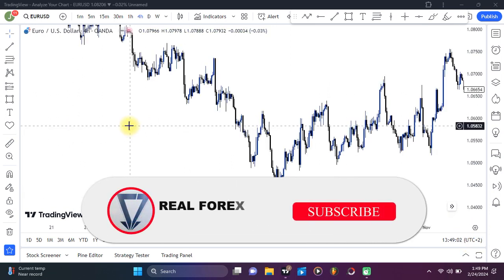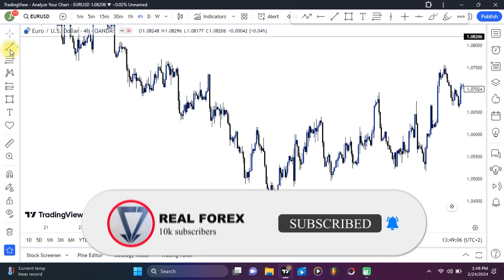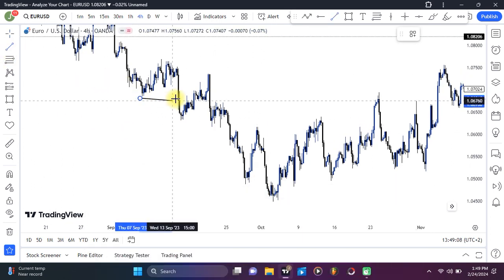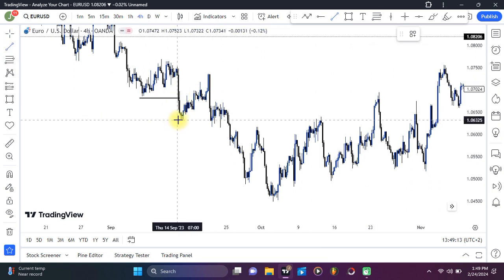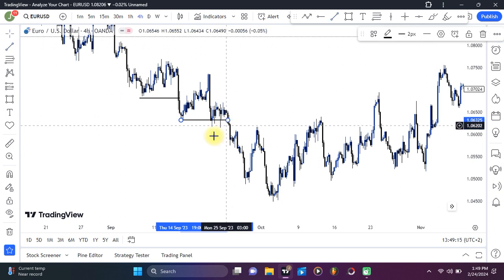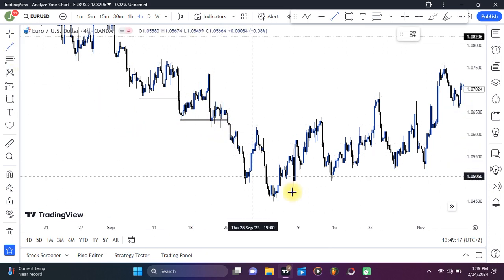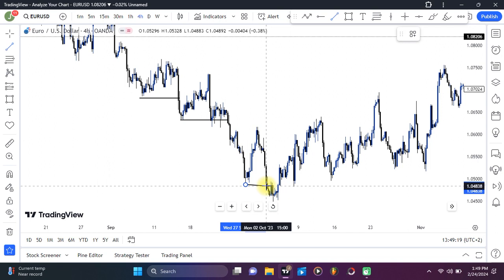Okay guys, now we are on the Euro USD, the 4-hour time frame. So as you can see, we were in a downward trend like this. We're having some serious break of structure to the downside. We also have another break of structure here.